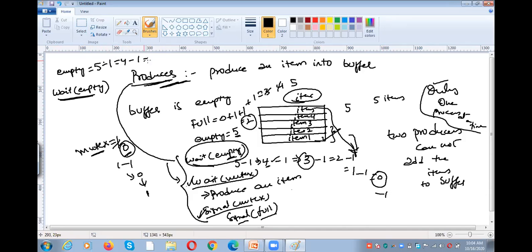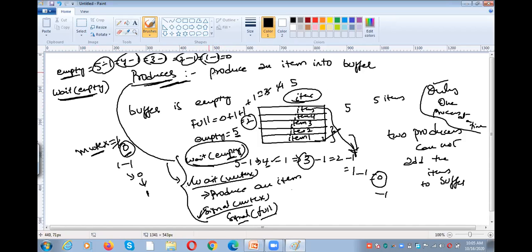For item 1, if we produce, it will become 4. For item 2, it will become 3. For item 3, it will become 2. And then it will become 1. And then it will become 0. So total, 1 time, 2 time, 3 time, 4 time and 5 time. 5 times only we can decrement the value. We can perform wait operation on empty.